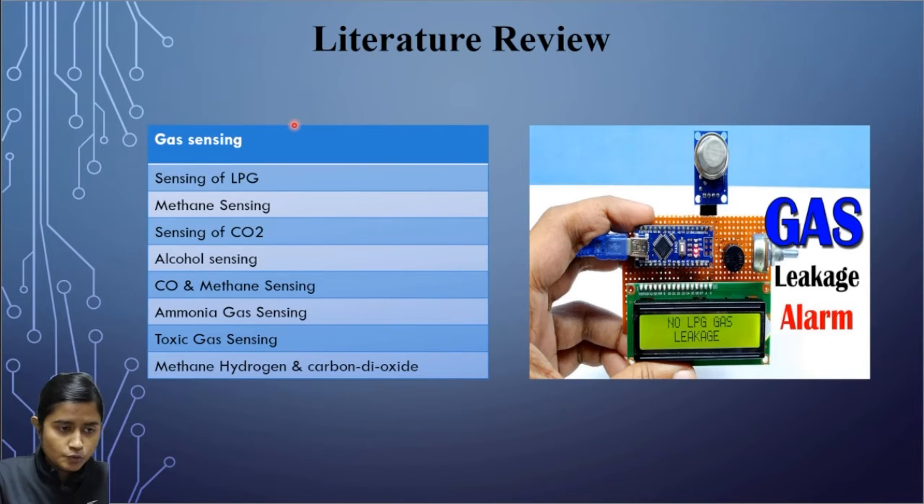In the literature review, I reviewed papers in gas sensing. These are sensing of LPG, methane sensing, sensing of carbon dioxide, alcohol sensing, carbon monoxide and methane sensing, ammonia gas sensing, toxic gas sensing, methane, hydrogen and carbon dioxide. This is the gas sensor. This Arduino board is connected with the PC and LCD display, which shows the value of the sensed gas. If no gas is detected on the LCD display, there is no LPG gas leakage.